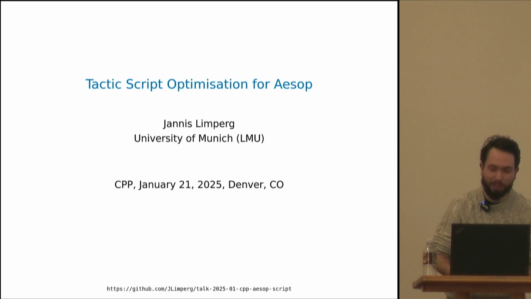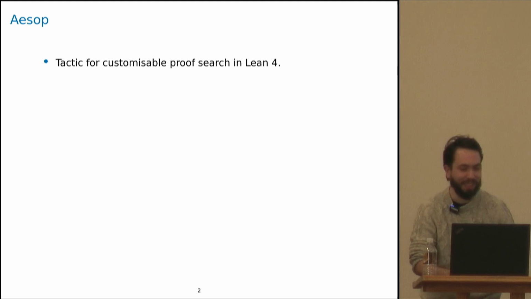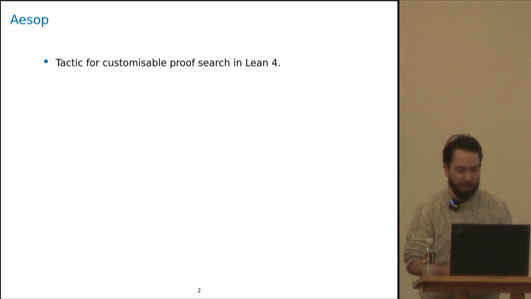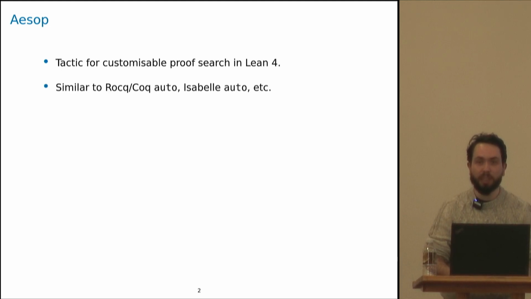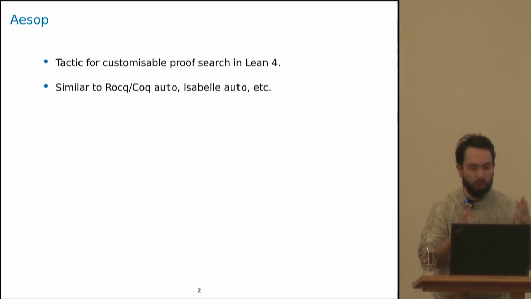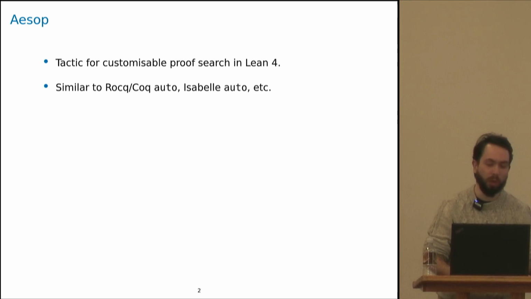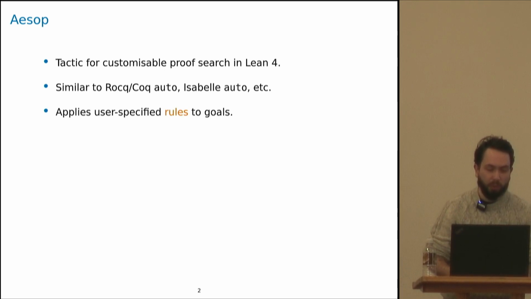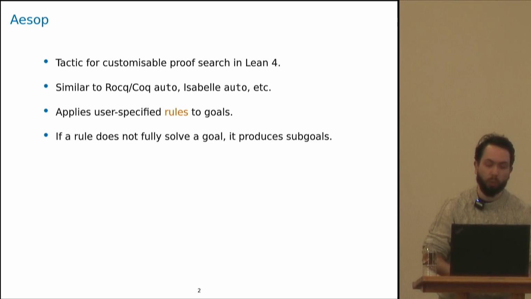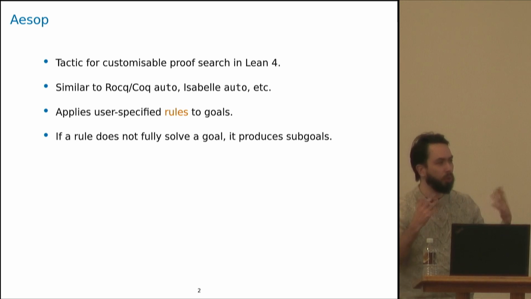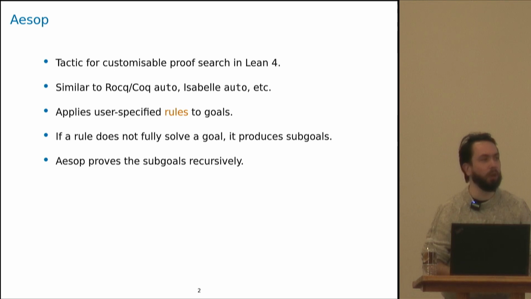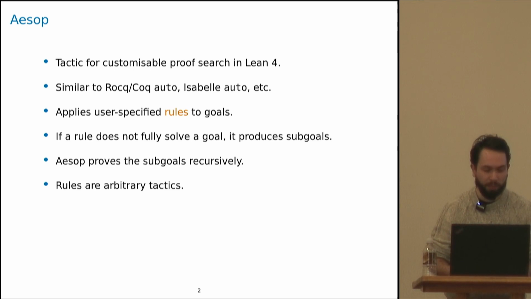And let me first demystify the last word in the title here. So Aesop is a tactic for customizable proof search in Lean 4. It's quite similar to Auto in Rocq/Coq, also similar to Auto in Isabelle, actually more similar to the Isabelle version, etc. So it applies user-specified rules to goals. If a rule doesn't fully solve a goal, the rule produces some sub-goals. Aesop is called recursively on the sub-goals until hopefully at some point there are no goals anymore.